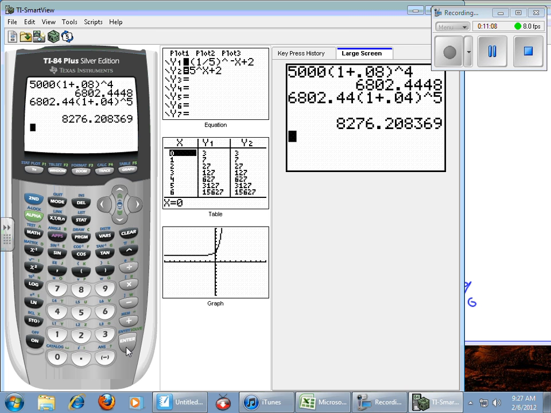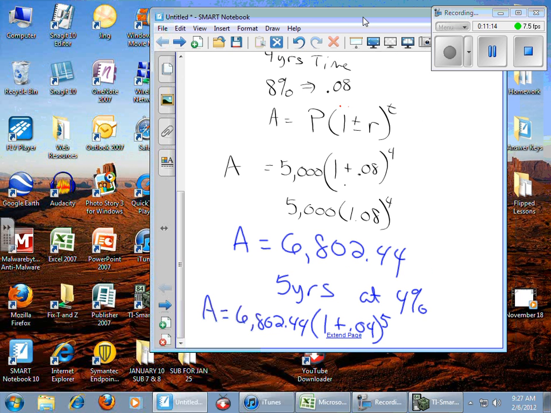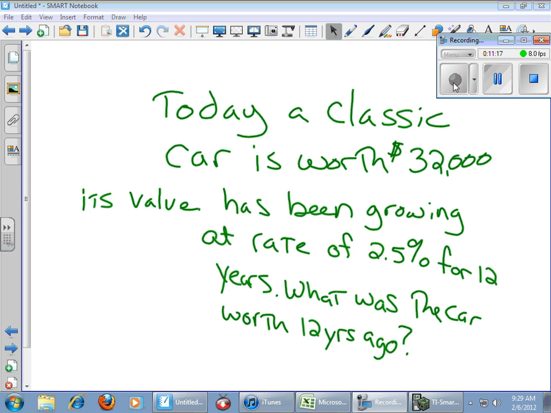Okay, one more type of problem we're going to look at. Let's pretend that this time, and I'll be coming back to the graphing calculator. Hold on one sec. Okay, check out this problem. Today, a classic car is worth $32,000. You know, some of those classic cars you see driven around, they're in really good shape. Typically, a car depreciates in value. It goes down in value.